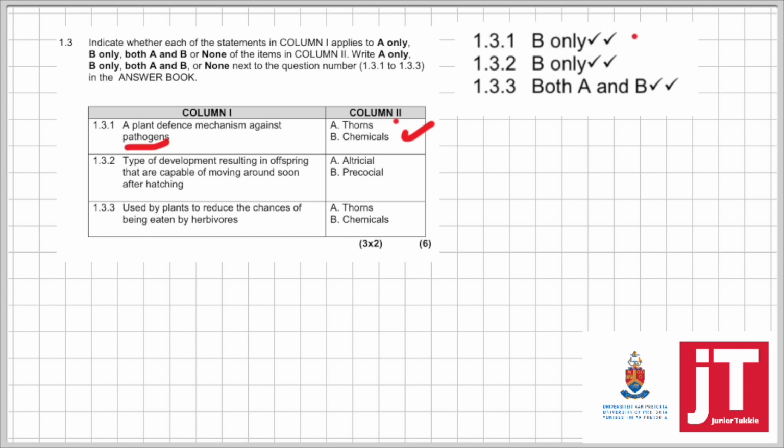A type of development resulting in offspring that are capable of moving around soon after hatching. That can only be, of course, precocial. So your answer is what? B only. And 1.3.3. Used by plants to reduce the chances of being eaten by herbivores. Now, this question I've seen many times. So what is used by plants to reduce the chances of being eaten by herbivores? It's both thorns and chemicals. So your answer is both A and B.